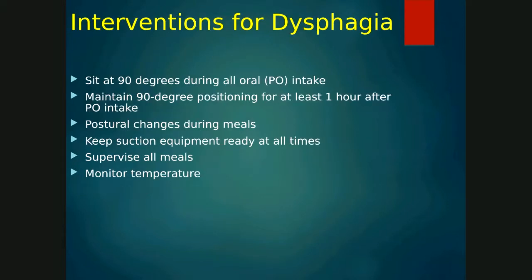And so some of the interventions for patients with dysphagia is having them sit at 90 degrees during all PO intake and maintaining a 90-degree position for at least an hour after their meals. Postural changes during meals, keeping suction equipment at all times, supervising meals, and monitoring temperatures, because of course one of the earliest signs of aspiration pneumonia could be fever. What are some of the other interventions you can think of for patients who have dysphagia?